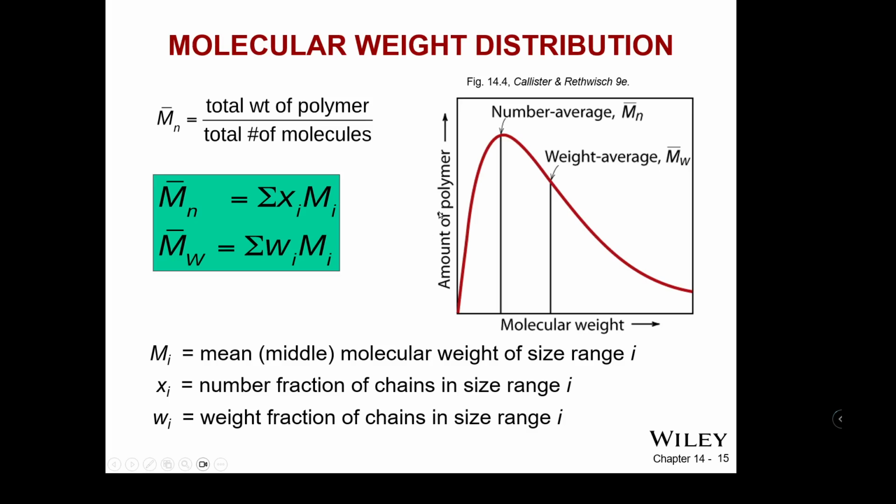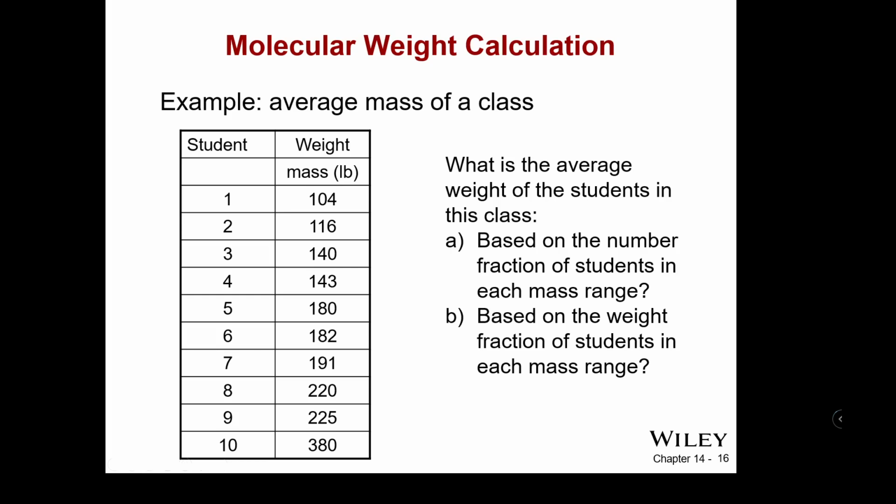So a good tightly controlled synthesis has a narrow or a monodisperse kind of pattern. The broader that gets, or the more spread out that gets, the more widely varied the molecular weight, the less consistent the properties of the polymer is going to be. So in terms of the calculations, we took an example here of 10 participants ranging from about 104 pounds to 380 pounds.